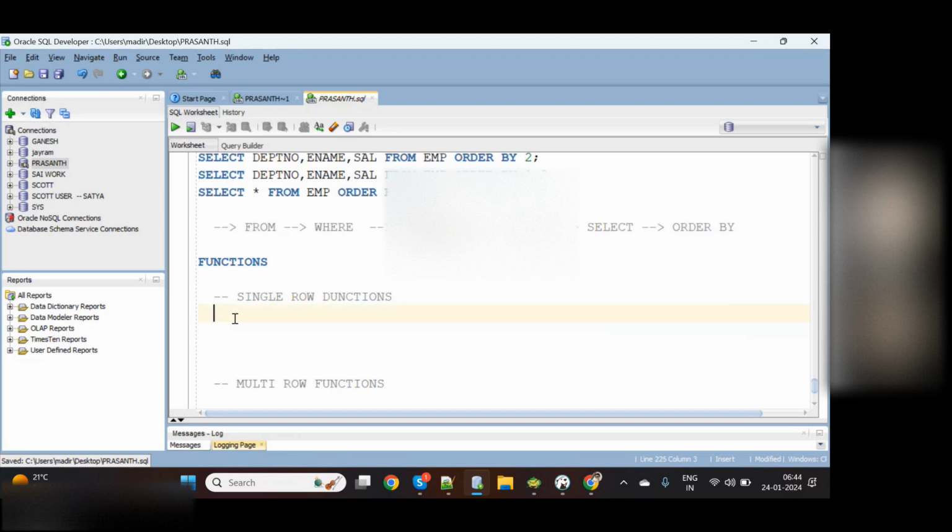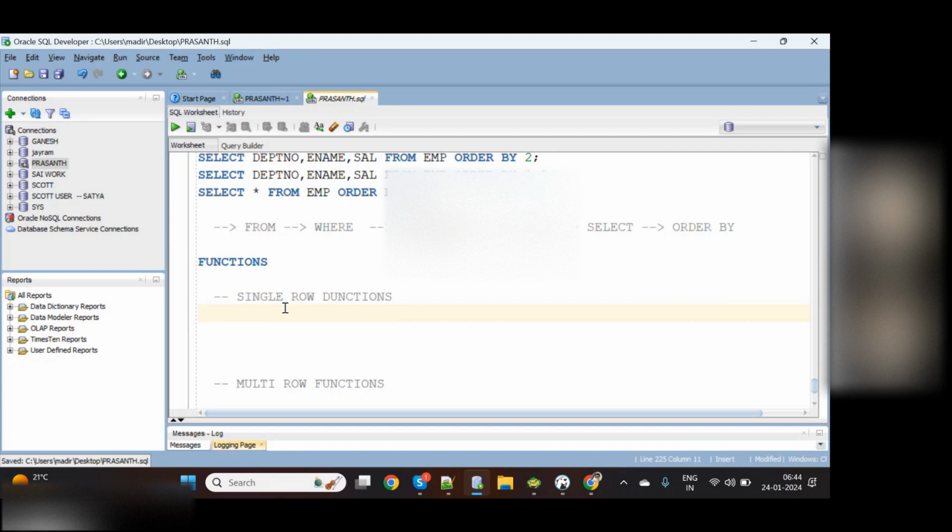A single command for a single output. Yes, you will understand. First, I will list out all the single row functions, then we will go one by one.